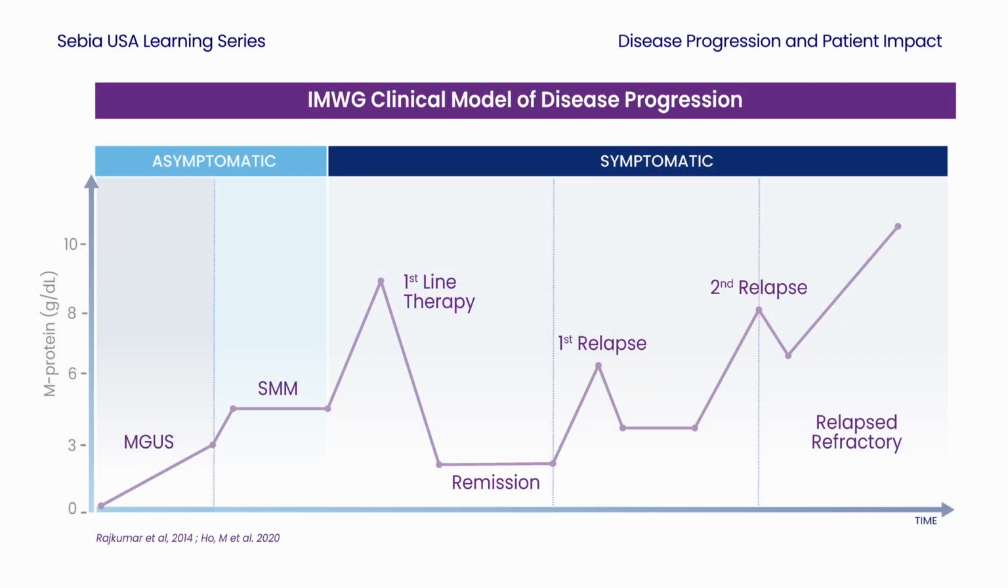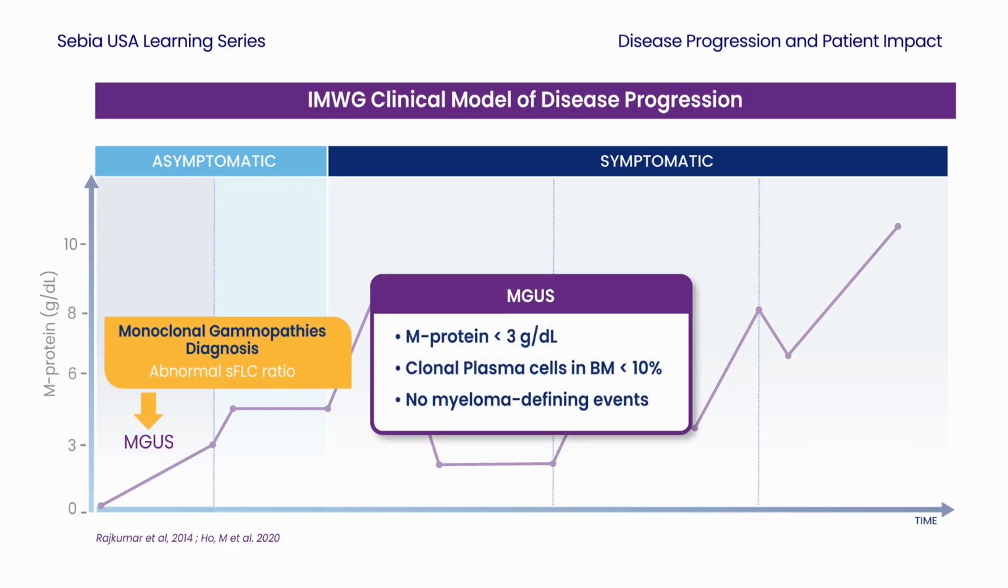This image is the International Myeloma Working Group clinical model of disease progression for multiple myeloma. This cancer arises from an asymptomatic precursor disease known as monoclonal gammopathy of undetermined significance, or MGUS. The characteristics of this state are listed on the model shown here. MGUS carries a risk of progression to symptomatic multiple myeloma of about 1% per year.